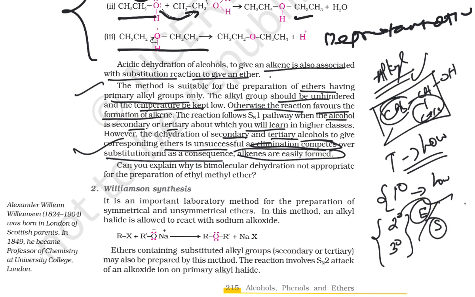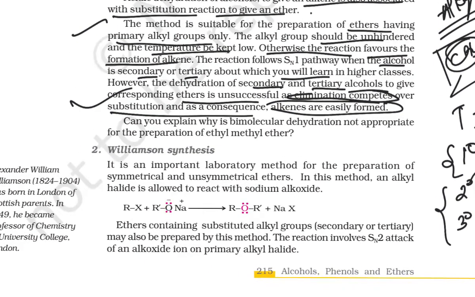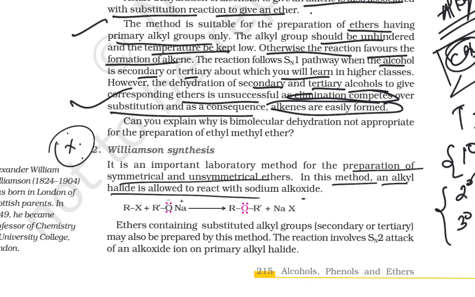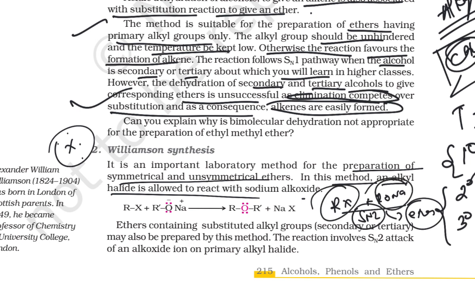The next reaction, the most important reaction, is the Williamson synthesis. It is an important laboratory method for the preparation of symmetrical and unsymmetrical ethers. In this method, an alkyl halide is allowed to react with sodium alkoxide. So your alkyl halide reacts with your alkoxide and there is a formation of ether. This reaction is SN2, so the rate of reaction depends upon the alkyl halide as well as your alkoxide.